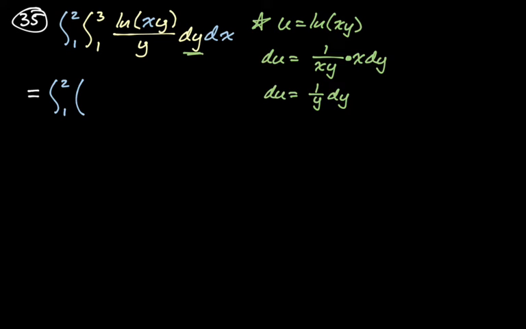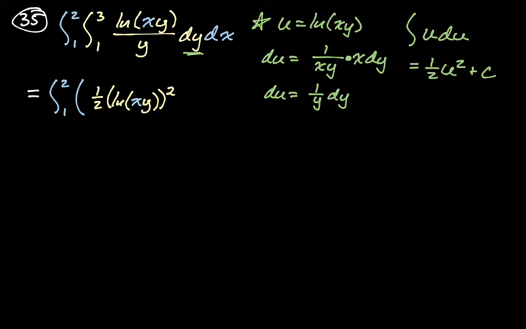Okay, so if we do all the substitutions, we actually just end up with the integral of the natural log of xy is u, and then 1 over y dy is du. So that's what we have. So this part is just going to give us 1/2 u squared, plus c, but it's a definite integral. So since u is natural log of xy, we're really going to end up with 1/2 the quantity natural log of xy squared from y equals 1 to y equals 3, and then dx.